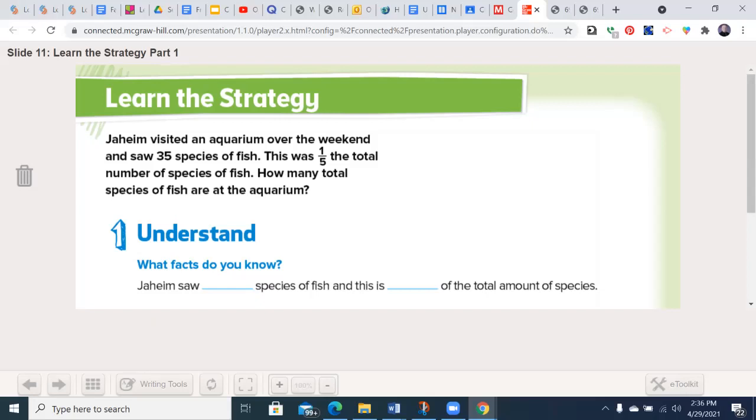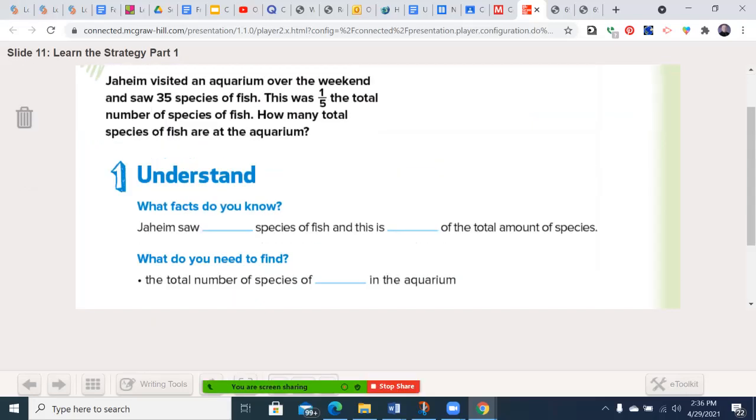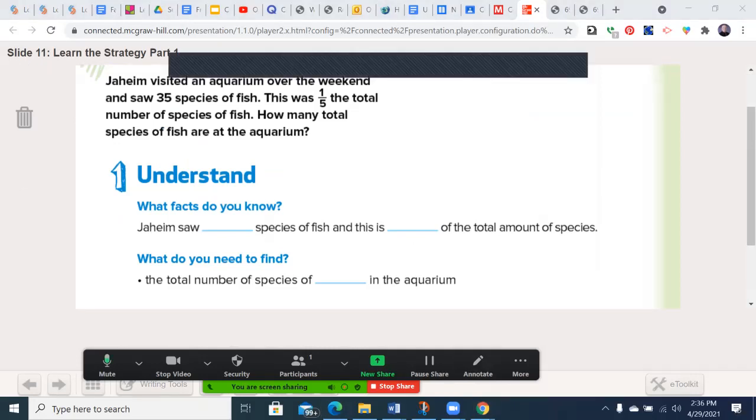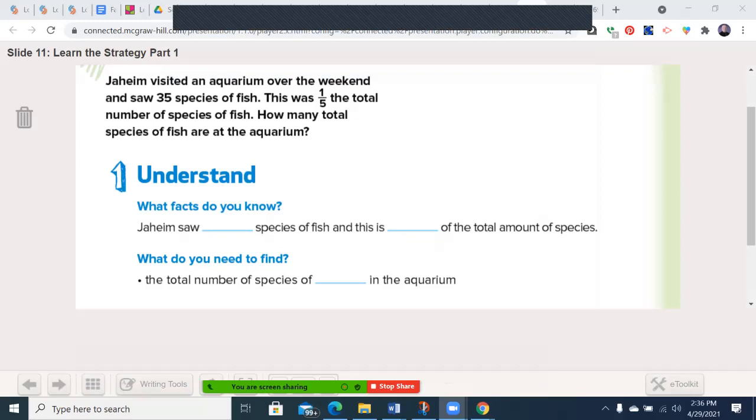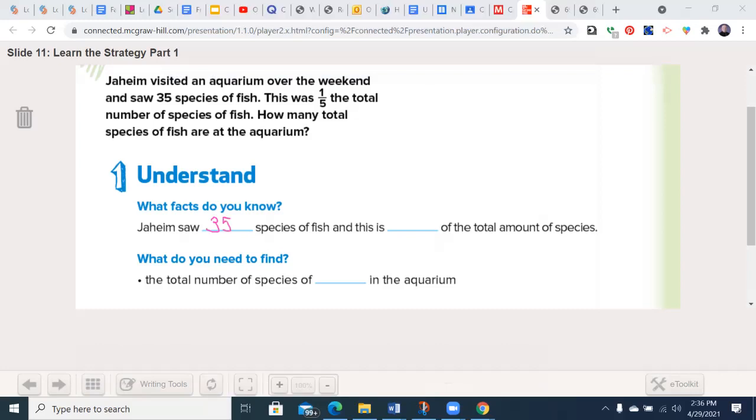So anytime you do a story problem, you want to understand the problem first. And usually we'll start that with, what do we know? We know that he saw 35 species. So put it in there. And we know that it was 1/5. Those are numbers that come directly from the story problem. What do we want to know? Total number of species of fish at the aquarium.